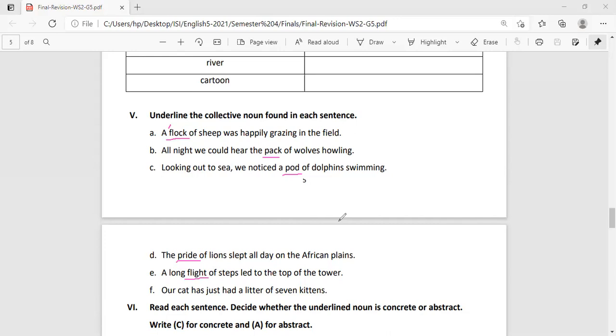Where is the collective noun here, girls? Our cat has just a litter of 7 kittens. Litter, that's right. Litter of kittens, litter of puppies. When they are together, we say litter. Clear? Clear, girls?